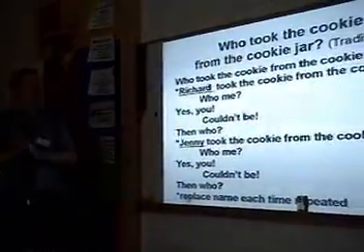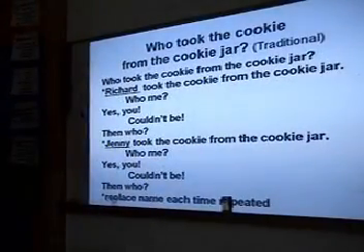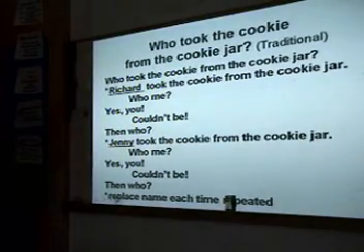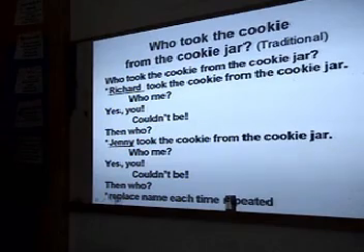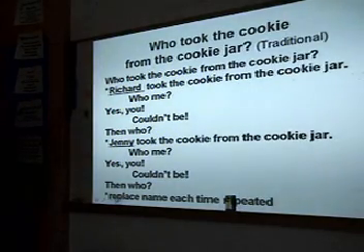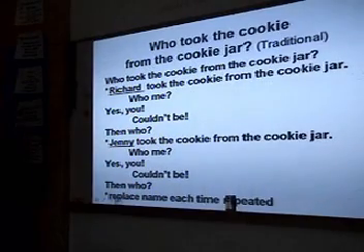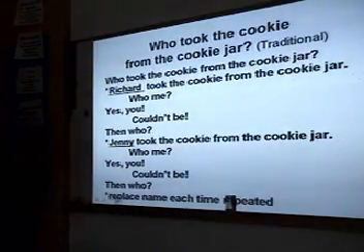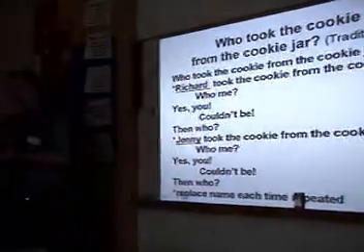Who took the cookie from the cookie jar? Emily took the cookie from the cookie jar. Who, me? Yes, you. Couldn't be. Then who? Annie took the cookie from the cookie jar. Who, me? Yes, you. Couldn't be. Then who? Sally took the cookie from the cookie jar. Me? Yes, you. Couldn't be. Then who?